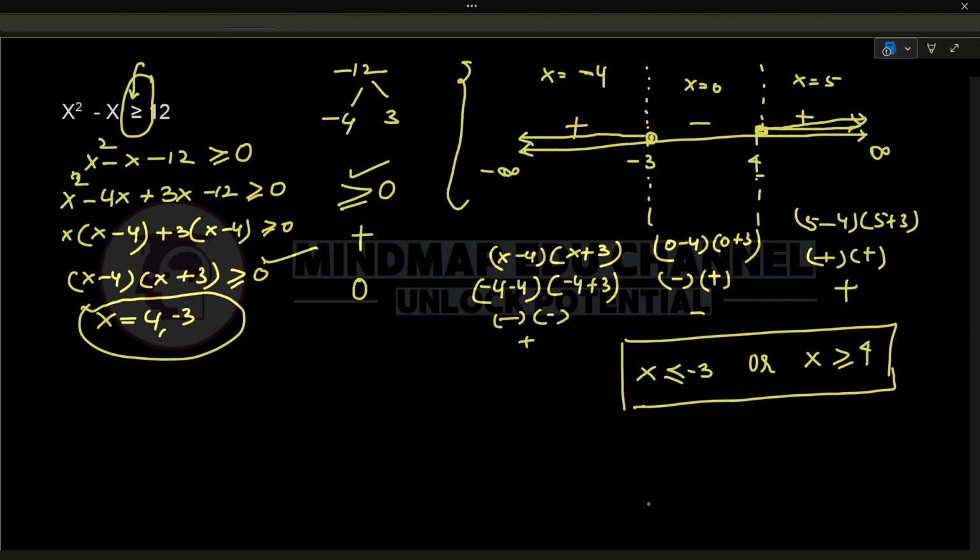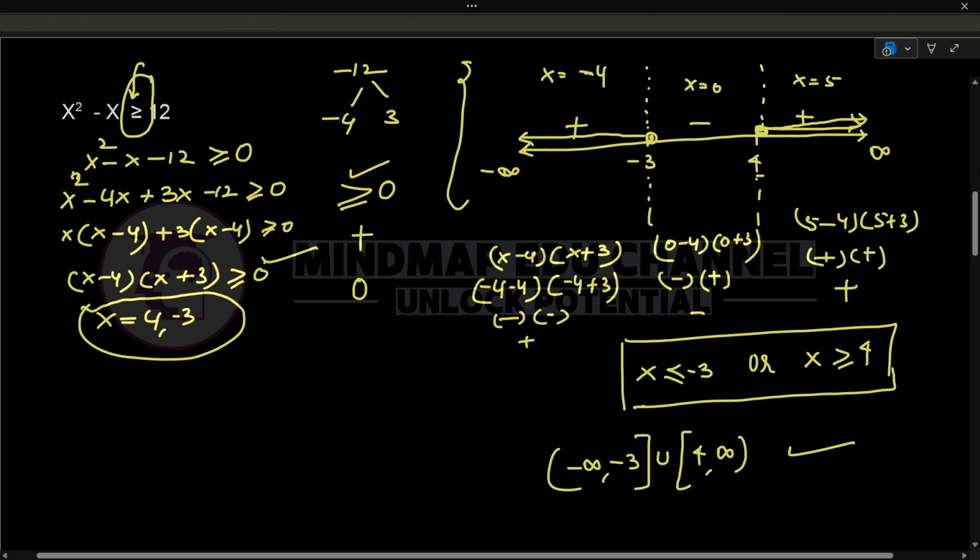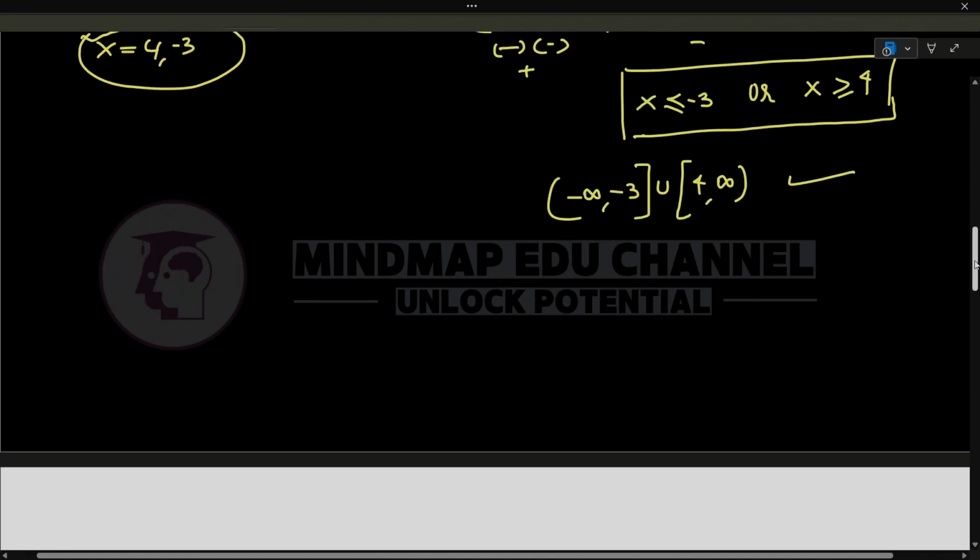Now let's write the answer in interval notation. So how will you write the interval notation? It is -infinity to -3, and see, -3 is included. There is a closed circle, so this bracket. Union 4 is also included. There is a close bracket. So 4 and to infinity. So this is your answer in interval notation. I hope everything is getting clear. Let's move to the next example.